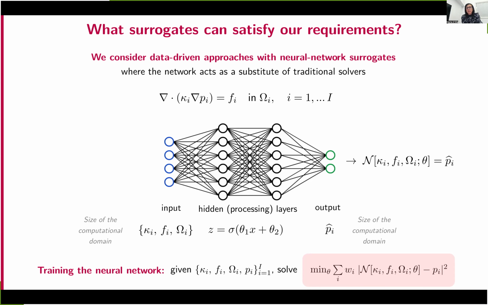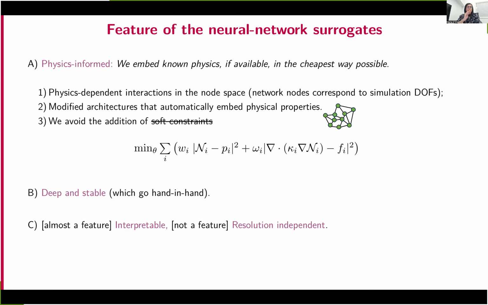As I mentioned, this is fully data-driven, meaning that the training is simply minimizing the difference between the network evaluated at the input and the corresponding states. So this is the setting we operate in. This doesn't mean that we don't consider any physics, but what we don't do is add physics in a soft constrained manner where we add the residual of the equation.